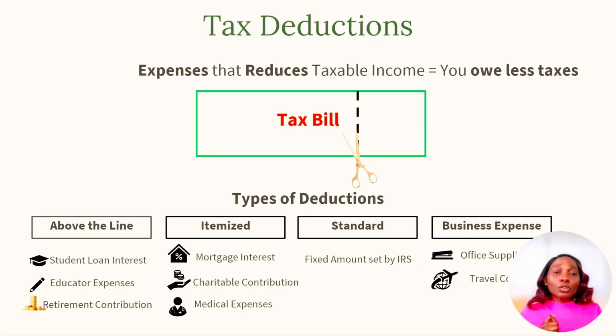Now, it's also good to note that tax laws can change, so it's crucial to consult the most recent tax regulations or a tax professional for the latest information on itemized deductions. Now let's look at the 4th type of deduction, which is the business expense deduction. Business owners can deduct various expenses related to their business, such as office supplies, training, or travel costs.